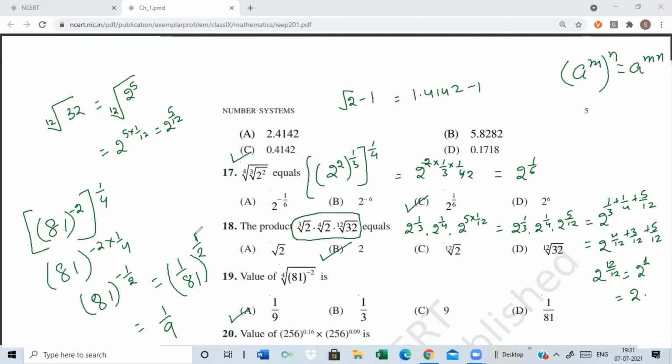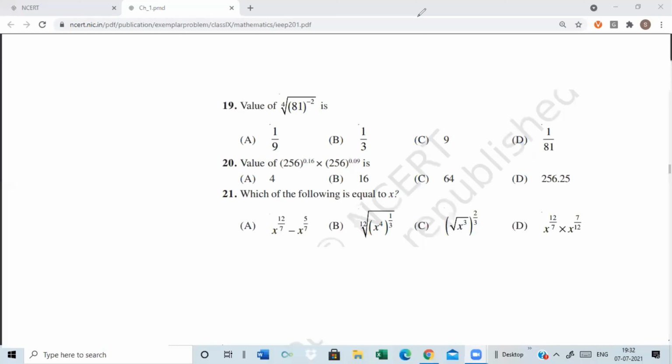Right? I hope you understand what is the meaning of power 1 by 2. Power 1 by 2 means square root. Right? As we were doing here, you can see third root, fourth root meant 1 by 3 power, 1 by 4 power. So similarly, 1 by 2 power means square root. So we can write it as 1 by 81 square root, which is 1 by 9. Right? So this is the answer for 19.